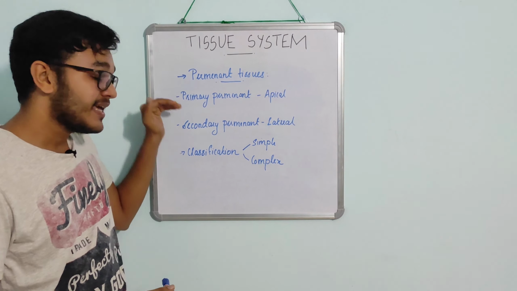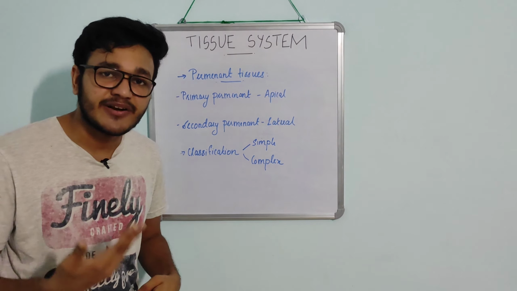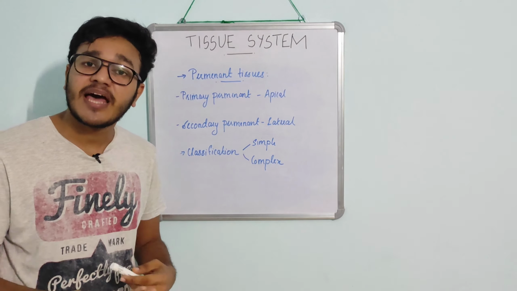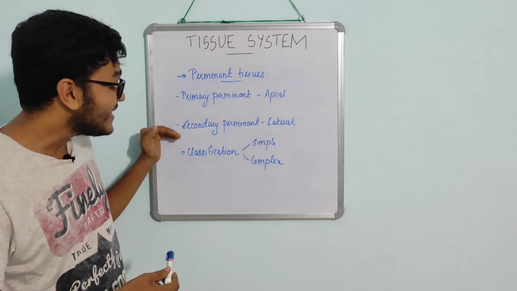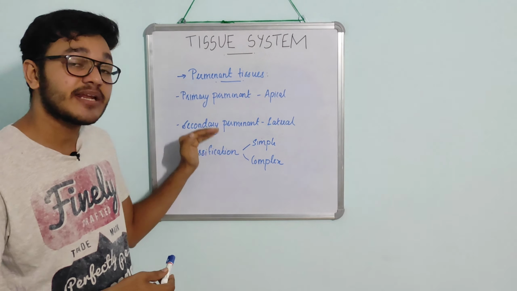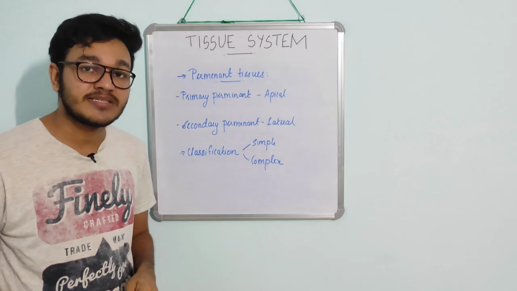Now the second one is secondary permanent tissues. These tissues are developed after secondary growth, for example secondary xylem, secondary phloem, etc. These are developed after the secondary growth, and these tissues are termed secondary permanent tissues. These secondary permanent tissues are derived from the lateral meristem.